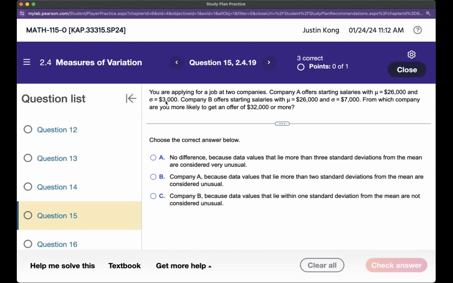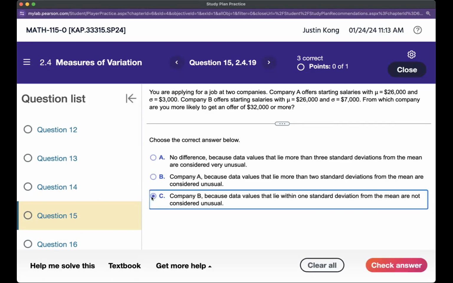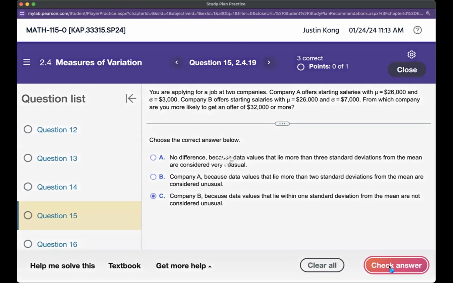So if the standard deviation is 3,000, this would be 2 standard deviations away, which puts it in the unlikely area. It's unlikely to be that far. On the other hand, if the standard deviation is 7,000, then 7,000 plus 26,000 is already 33,000. So that would mean this value is within one standard deviation, so it's much more probable. When it's outside of two standard deviations, it's very unlikely. If it's within one standard deviation, it's much more probable. So Company B is more likely, because the data values lie within one standard deviation. And they're not considered unusual in that case.